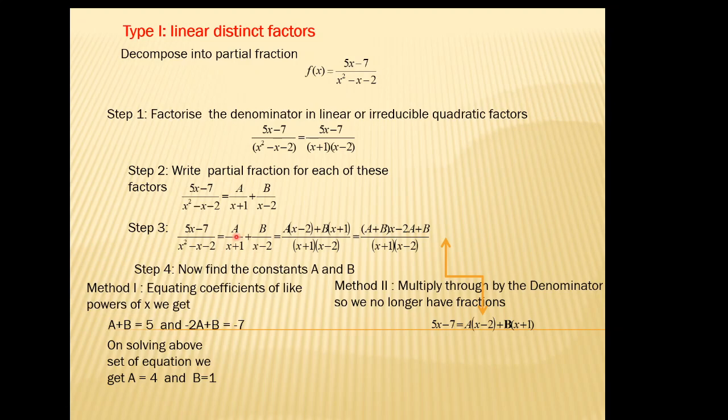Now the denominator is 0 when x plus 1 is 0, or x equal to minus 1. So put x equal to minus 1 in this expression, you will get a equal to 4. Next, the denominator is 0 for x equal to 2, so put x equal to 2, we will get b equal to 1. So like this we are getting the values of a and b by method 2 also. Substituting these values of a and b in this partial fraction form, we get 5x minus 7 upon x square minus x minus 2 equal to 4 upon x plus 1 plus 1 upon x minus 2. So this is the first example, first case.